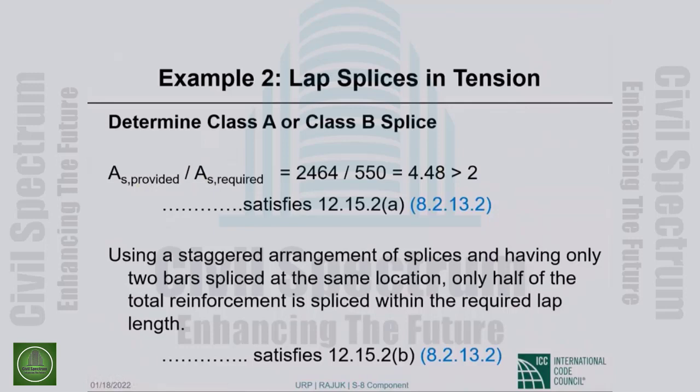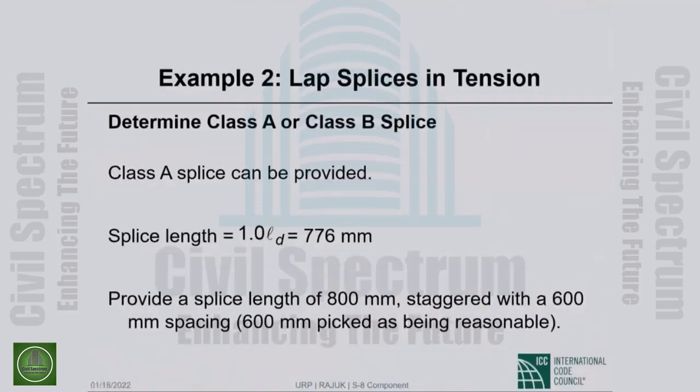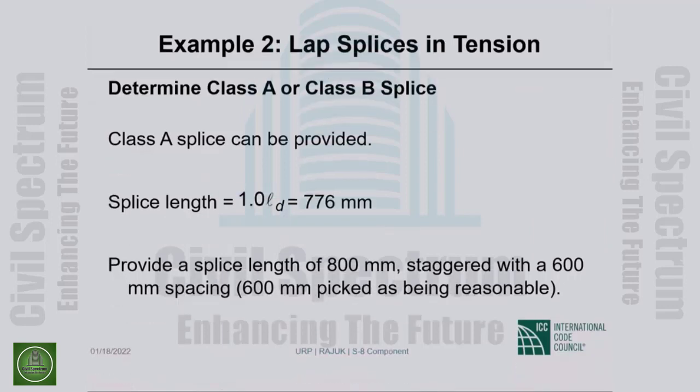Also, using a staggered arrangement of splices and having only two bars spliced at the same location, only half of the total reinforcement is spliced within the required lap length. So if we satisfy both requirements, that A sub S provided is at least twice A sub S required, and that we do not splice more than half the bars at one section, then we can use a class A tension splice. So the splice length in our case is the same as the development length, which is 776 millimeters. So provide a splice length of 800 millimeters, rounded off, staggered with a 600 millimeter spacing. The 600 millimeters is just picked as being reasonable.